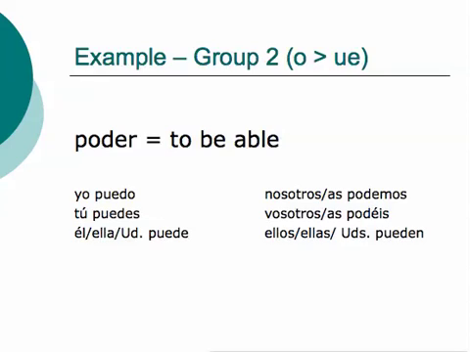Here's an example from group 2. These are the verbs that change O to UE. Poder. Yo puedo, tú puedes, él, ella, usted puede, nosotros, nosotras podemos, vosotros, vosotras podéis, ellos, ellas, ustedes pueden. And again, you'll see the stem change happens in all forms except for nosotros and vosotros. But the endings are regular ER verb endings, o, es, e, emos, éis, en.